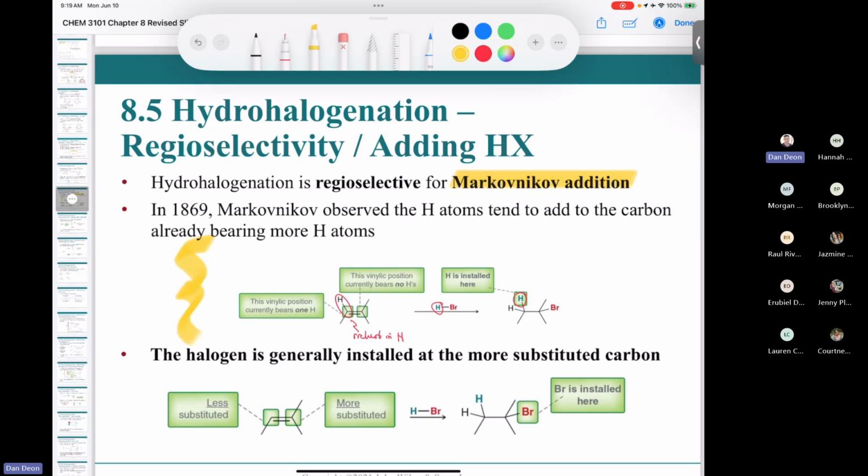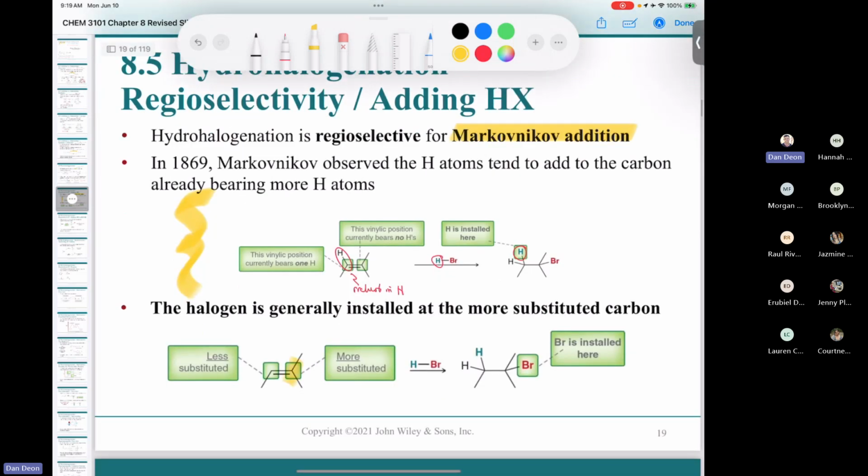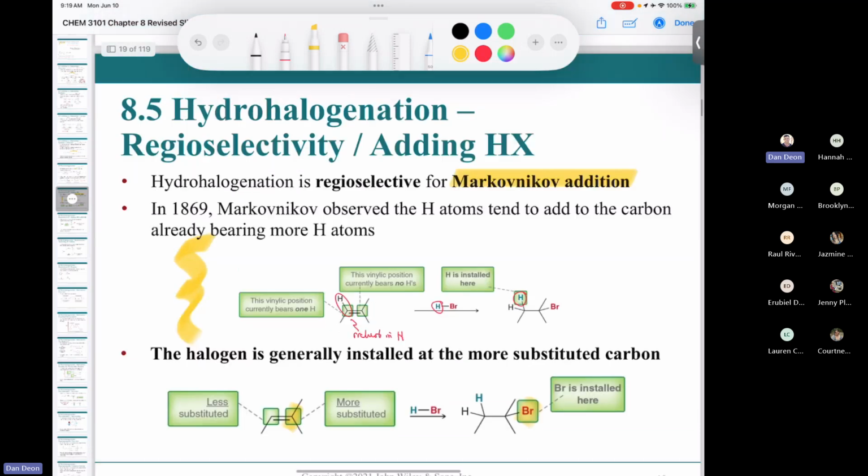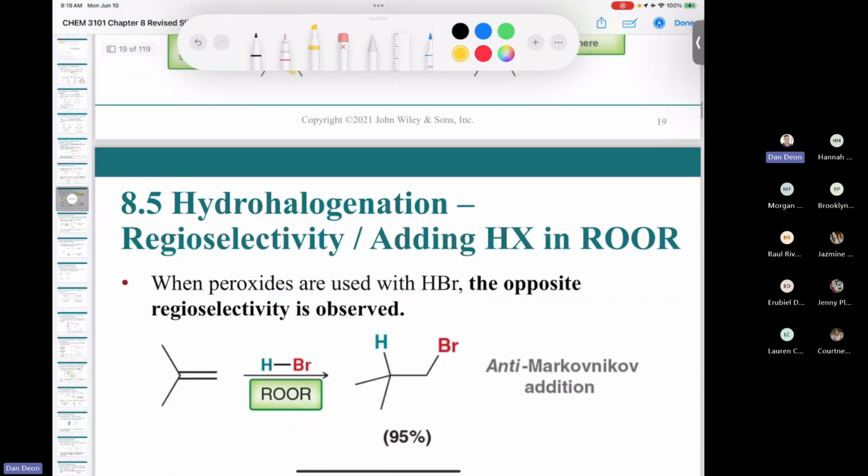Another way to think about it, if you don't like the rich get richer way of thinking about it, you can just say whichever carbon is more substituted, meaning this one, is the one that takes the halogen. That works too. It's the same thing, but either way works.